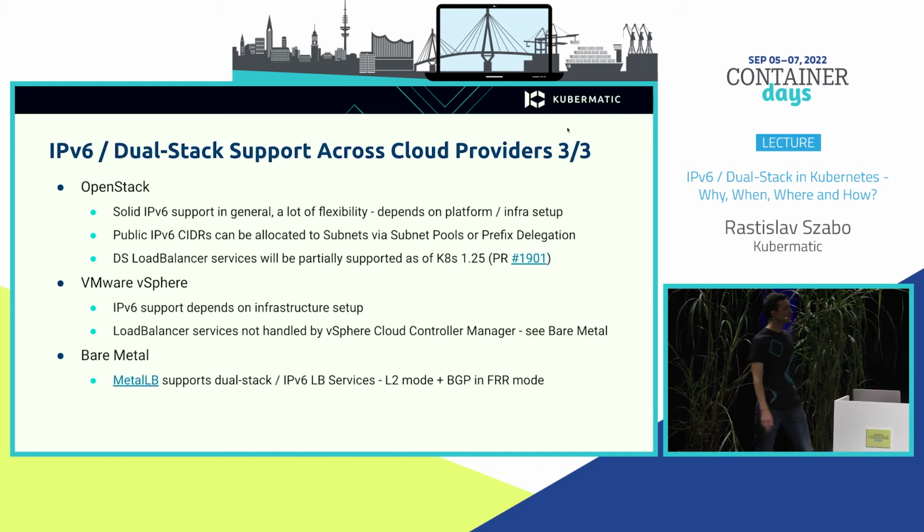To finish this overview, I would go through some private clouds or on-premises providers. So in case of OpenStack, there is actually very good IPv6 support. There is a lot of flexibility. A lot depends on how exactly you set up your platform. Public IPv6 CIDRs can be allocated via features called subnet pools or prefix delegation. And dual stack load balancer services will be supported partially as of Kubernetes 1.25. I actually did the PR which added that support.